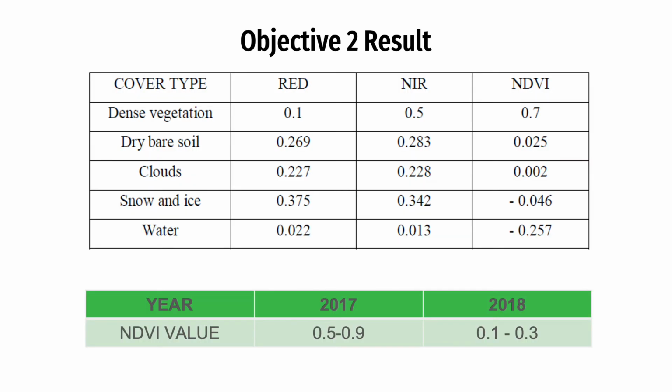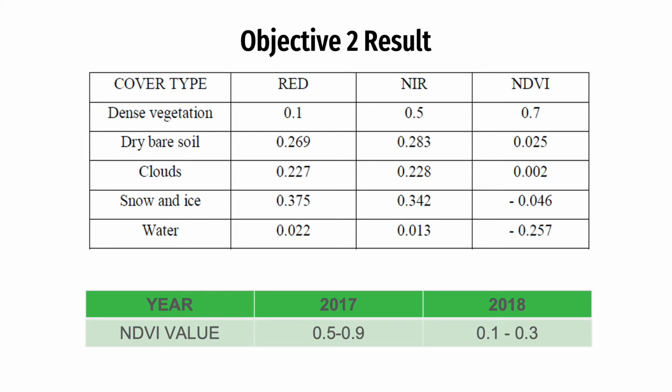Next is objective 2 result. The distribution density of Kuala Selangor Nature Park mangrove forest was analysed using NDVI. NDVI is the most common method to measure the health of vegetation. The vegetation is healthier if the NDVI value is higher. The NDVI value typically ranges from -1 to 1, where a value of -1 indicates less or unhealthy vegetation and a value of 1 indicates more or healthy vegetation.